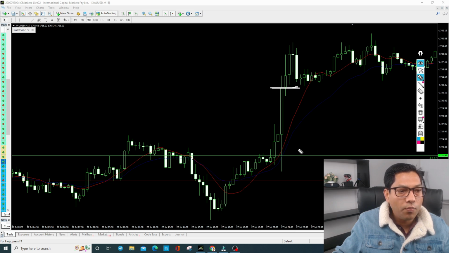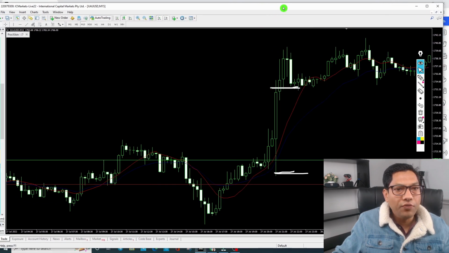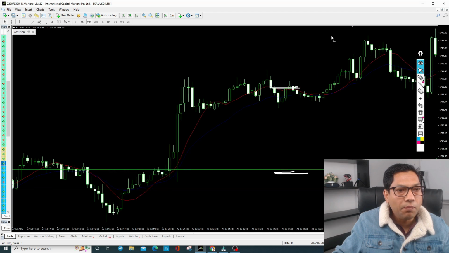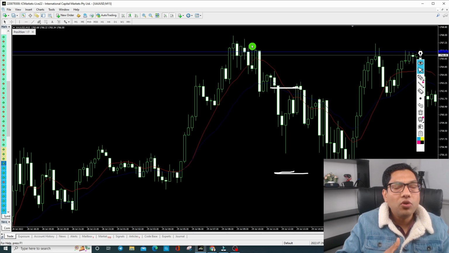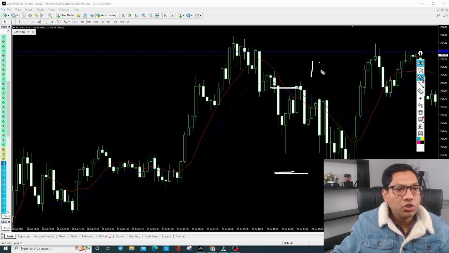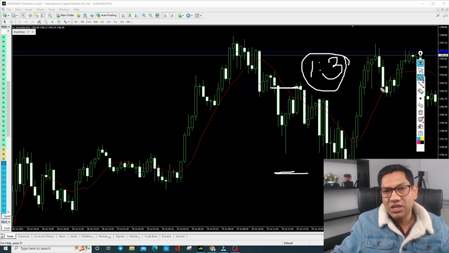So if you enter from here, stop loss will always be below that false breakout candle, and then see what happened. So if you trade this market, this is what happened. You can see that gold has gone up. If you trade 1 to 3, 1 to 4, 1 to 5, all is possible in this trade, but we will normally be using a 1:3 risk to reward ratio trade for this strategy.